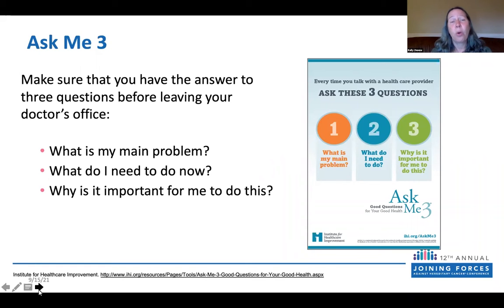And secondly, what do I need to do now? What are the actionable steps that you need to do to make that treatment plan work? And why is it important? What are the consequences if you do that treatment plan or if you don't do that plan? So really getting answers to these 3 questions for any healthcare treatment is really important.